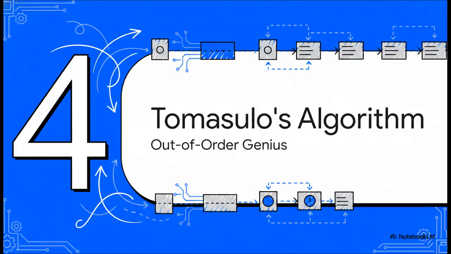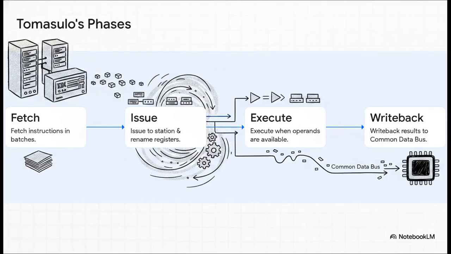Section 4. Tomasulo's out-of-order genius. Let's dive into one of the most legendary systems to ever manage this out-of-order chaos, Tomasulo's algorithm. Originally developed for the IBM 360/91 floating point unit, Tomasulo's breaks the instruction flow into 4 highly efficient phases: fetch, issue, execute, and write back. But the real magic? That happens right between the issue and execute phases.